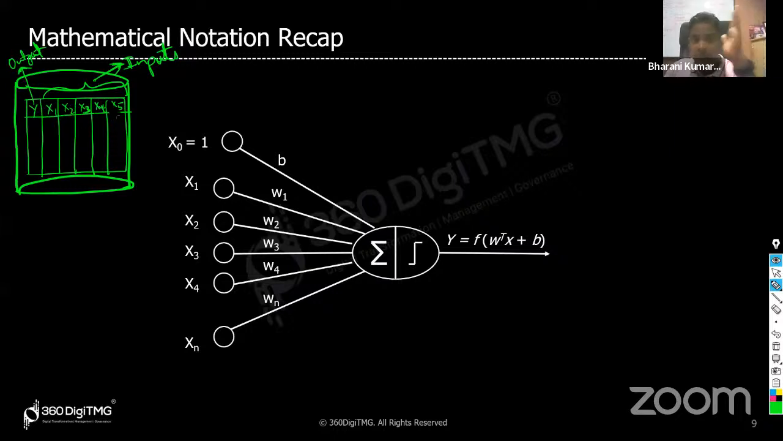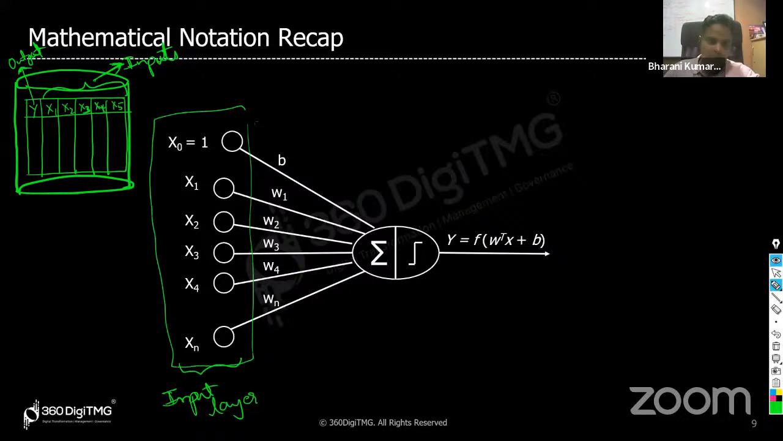If you have 5 inputs in your underlying data set, then in your input layer you would have 5 neurons. 1, 2, 3, 4, 5. But we also have one additional neuron. What is the use of that neuron? Why did we get that? We'll understand using an example.